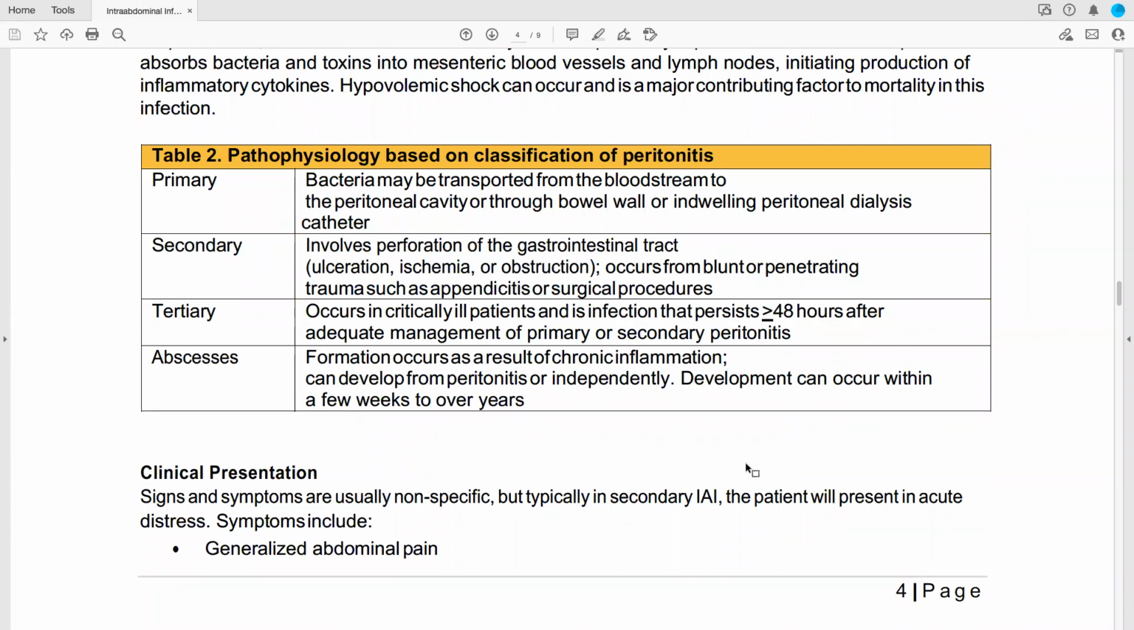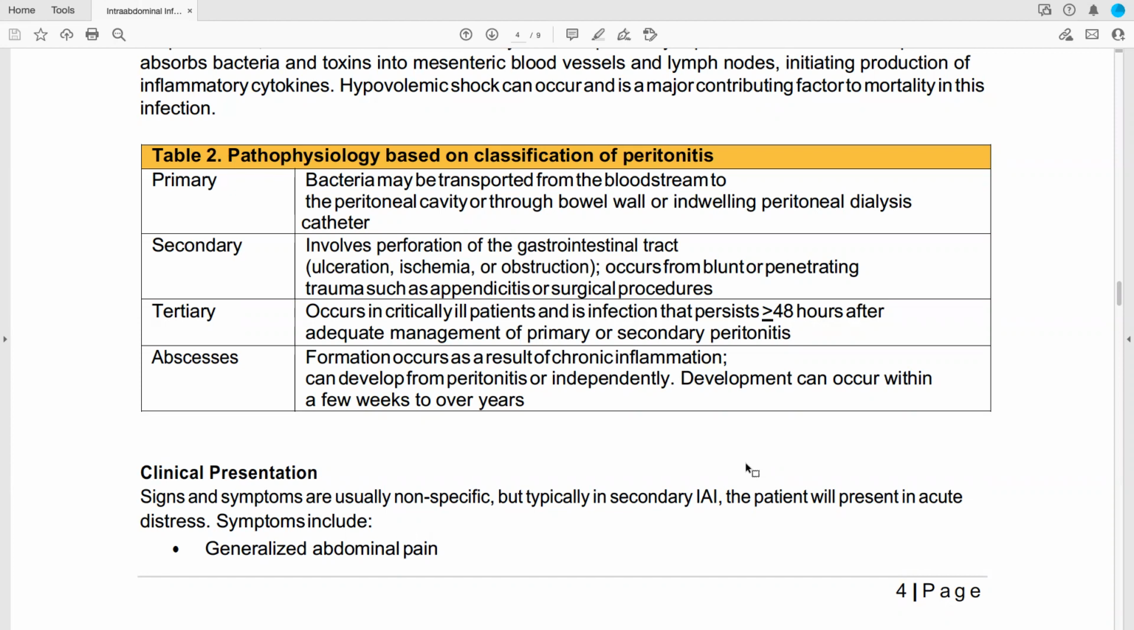So that can be through ulceration, ischemia, obstruction. And because of that perforation or that opening of that gastrointestinal tract, you then have the leakage of contents into that peritoneal space. And that can occur from blunt or penetrating traumas, appendicitis, or surgical procedures that could cause that leakage into that space.